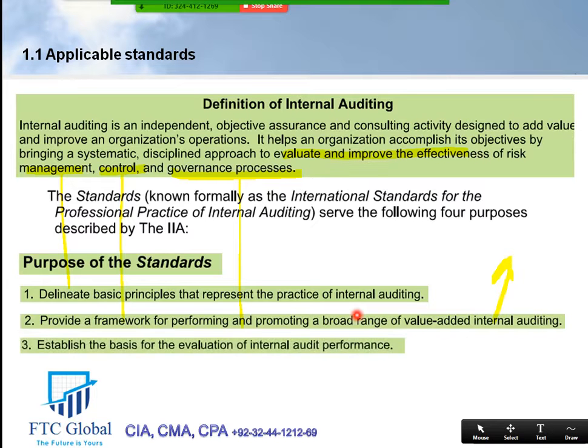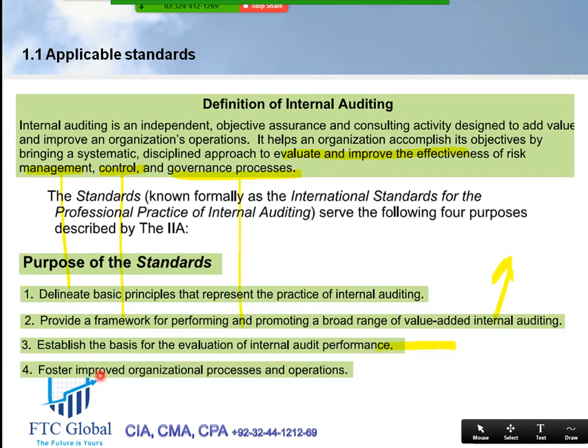And then the third thing the standards do for us is they establish the basis for evaluation of the internal audit department, how well we have operated. And then fourth, it establishes and fosters organizational processes and operations. It helps the organization improve its operations and processes. So these are the four purposes that have been the basic reason why the standards have been issued for the auditors and for the internal audit departments in various companies. These standards were formerly known as the International Standards for the Professional Practice. Now they are simply called standards.